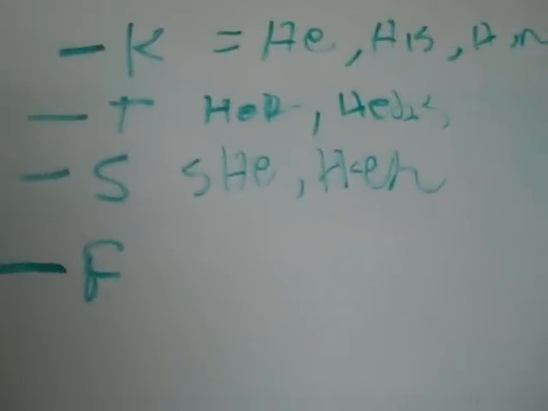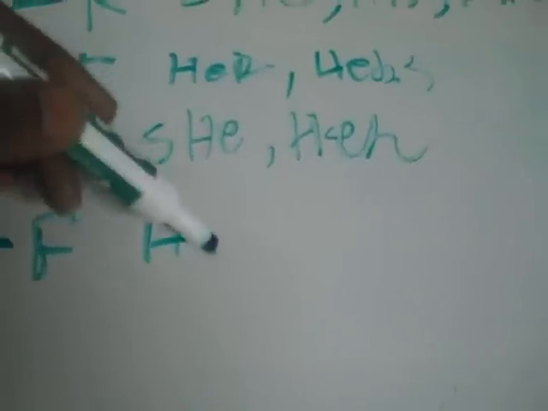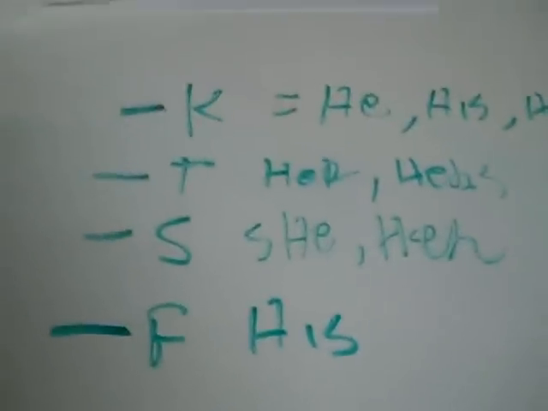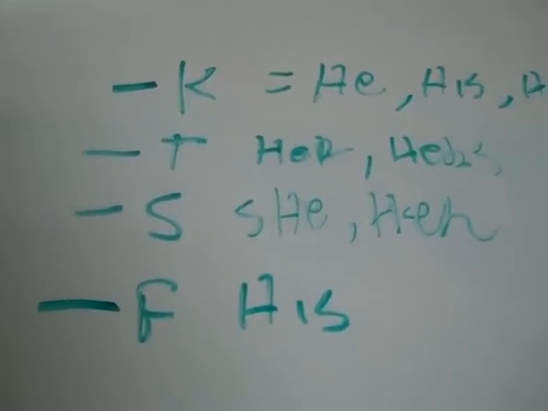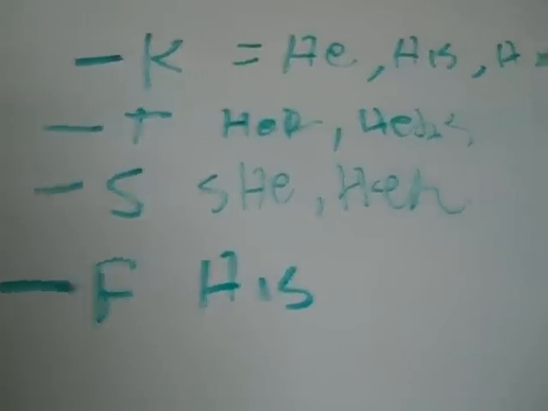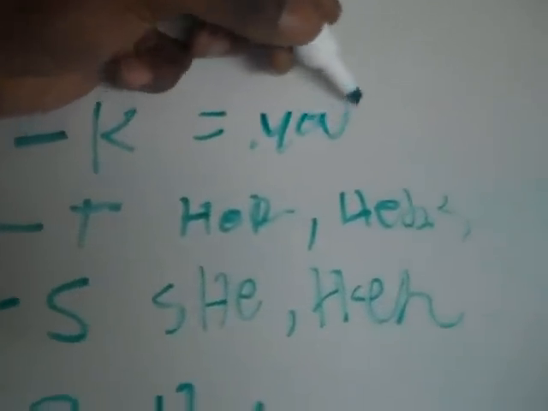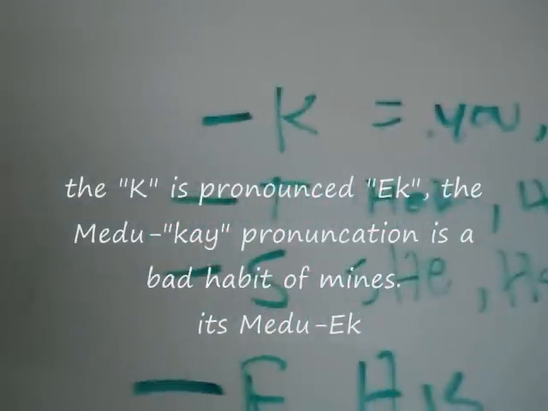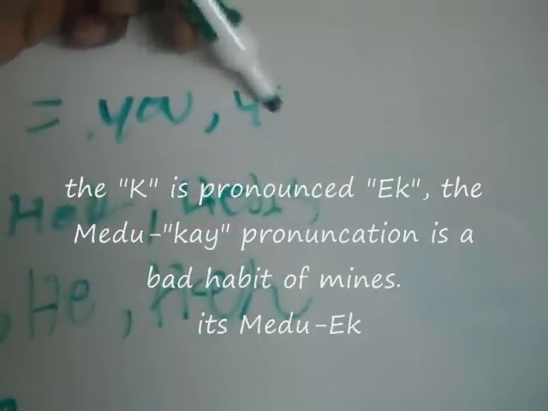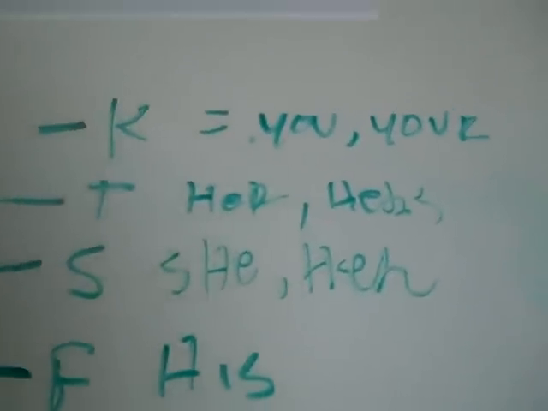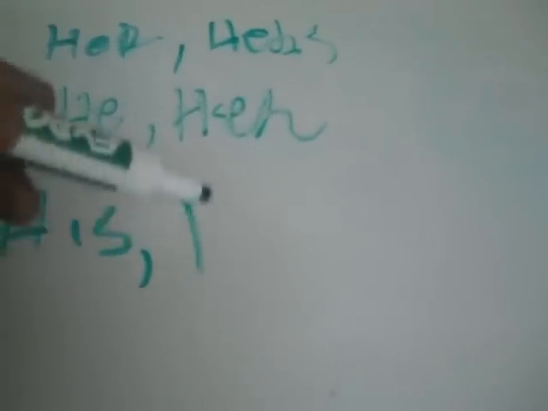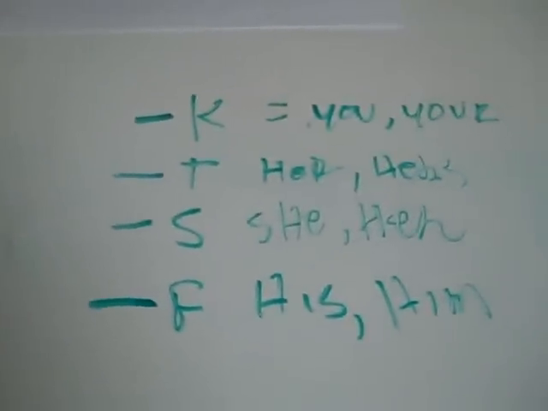His, that's like his too. That's like his, just like the K. But the K is like when someone is talking to me. So K is, let's take K out. That's like you. K is like you. So if I say Medu K, that'd be like your words. Your, yeah. F is his, the suffixes. F is his, him. Man, it's hard to write on this chalkboard, excuse me. F is he, him, regardless.